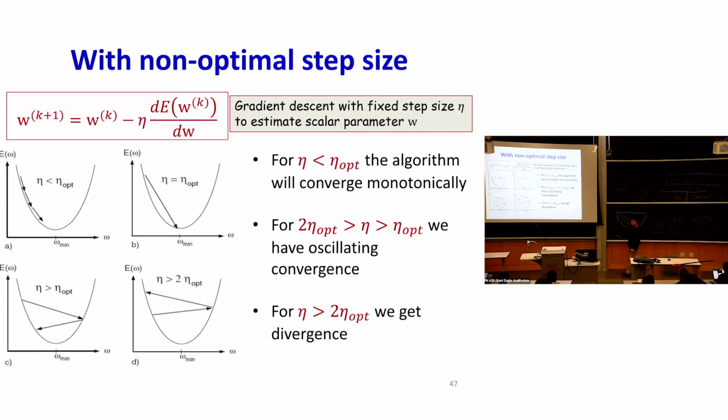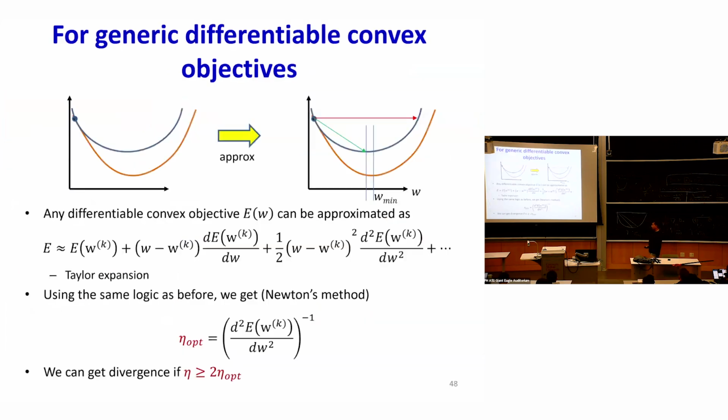Okay. This makes sense to everybody? Okay. Now this is for a scalar function, right? Now, if the function is not quadratic, let's generalize. If the function is not quadratic, I can still use the same principles. And what I can do is take a quadratic approximation at each point.